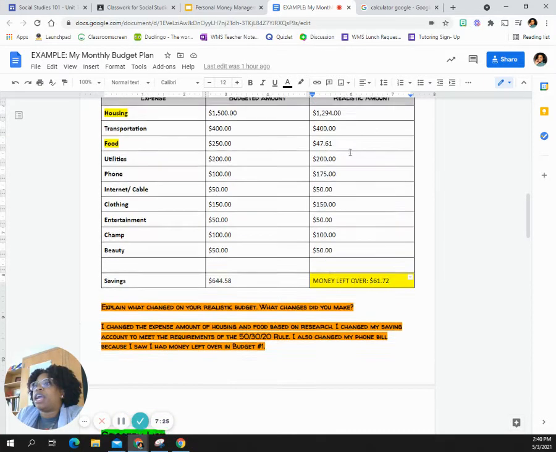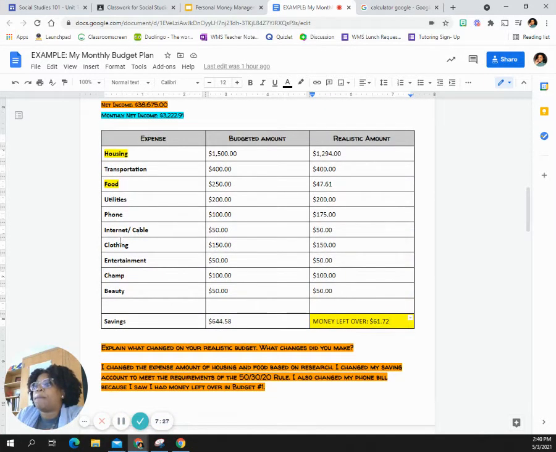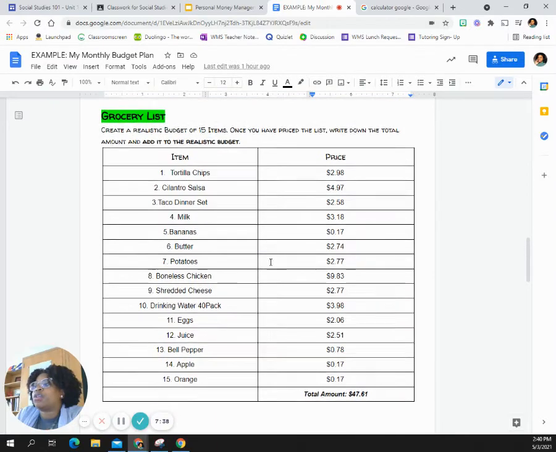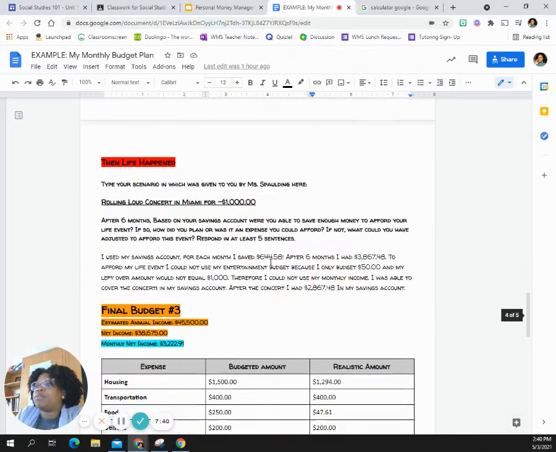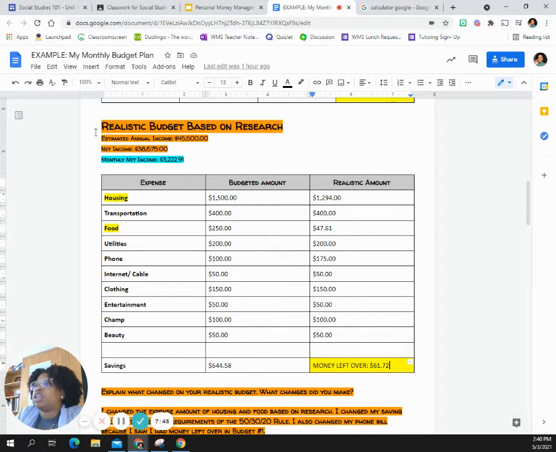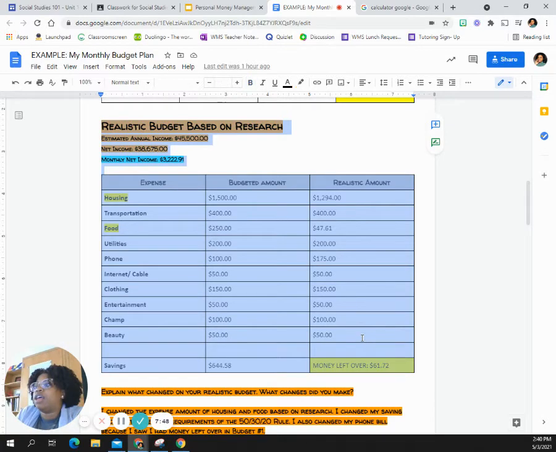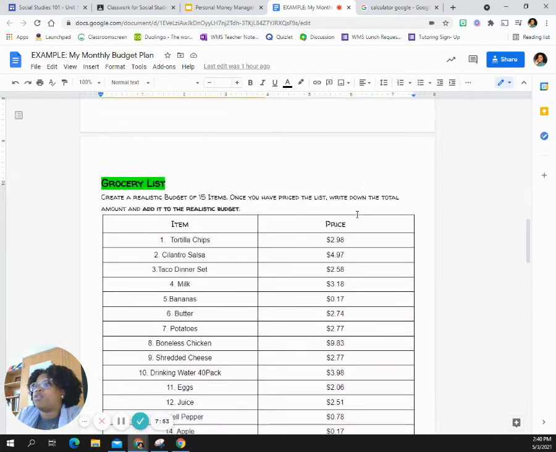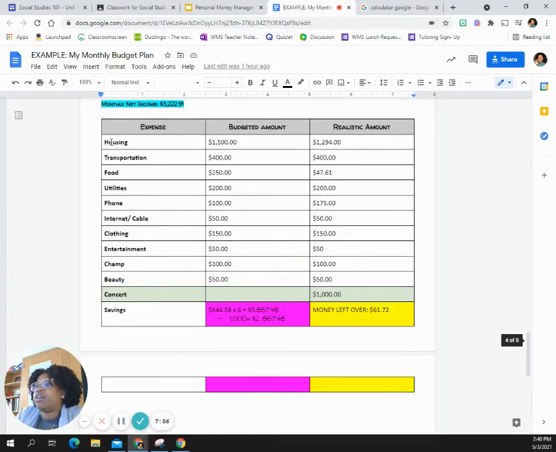And you see that here, budget number one said that my phone bill was $100, and I changed it to $175. Okay, your grocery list was already completed, so all that should be done. Once you have balanced this budget number two, you're going to basically take it, copy it. Okay, copy. And you're going to paste that budget down here.